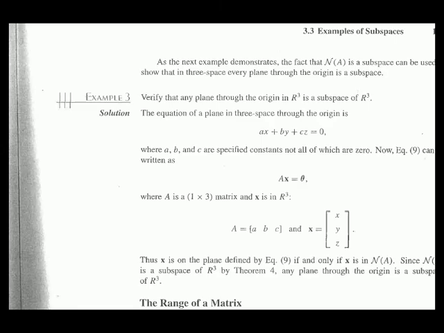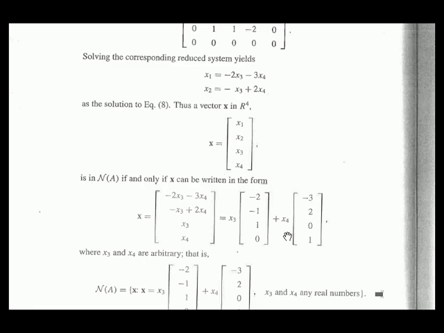And so you could say the null space is a set of all linear combinations of these two vectors. All of these vectors have 4 components, so there is a subspace of R4. But the null space, the set of solutions to AX equals 0, is linear combinations of these two vectors. So it's like a two-dimensional subspace of R4.